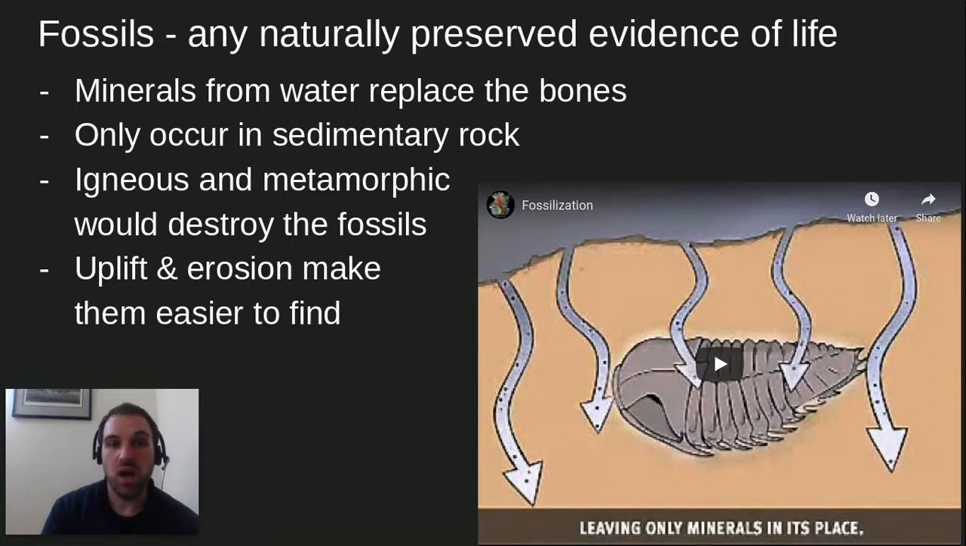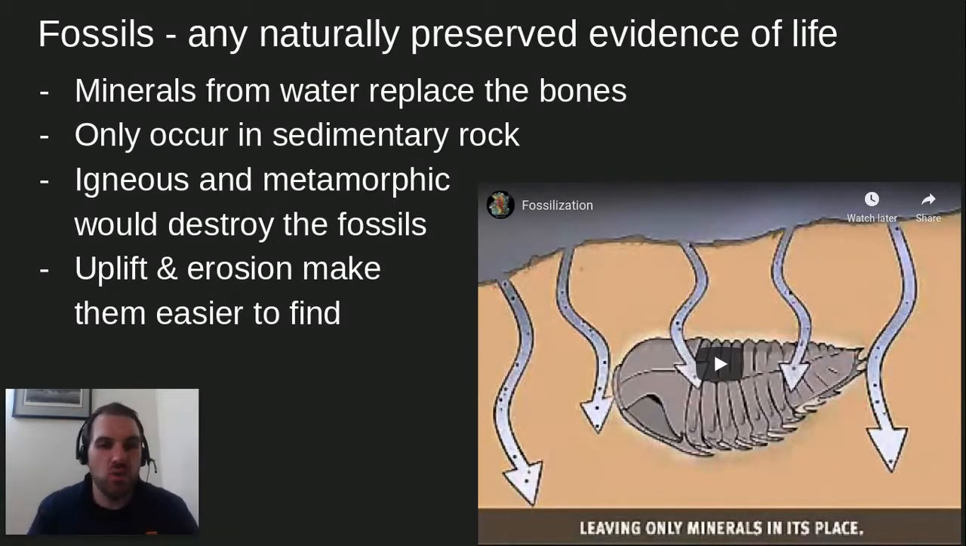Any other type of rock, igneous or metamorphic, would destroy the fossils. Because the only way igneous rock can form is if a rock melts down into magma, and if that happens, any evidence of something that was living inside of it is now gone. The same thing would happen with metamorphic rock. It forms from heat and pressure, and that heat and pressure would crush and destroy all evidence of life that's there. So only sedimentary rock has fossils inside of it.